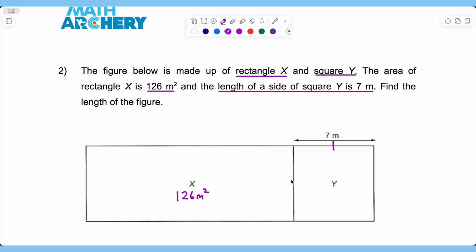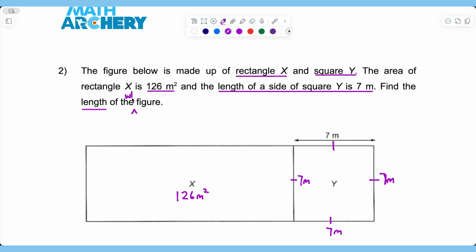The property of a square is that all the sides are equal. This will be 7 meters. This will be 7 meters. And this will be 7 meters. Find the length of the figure. The length of the figure is the longer side.